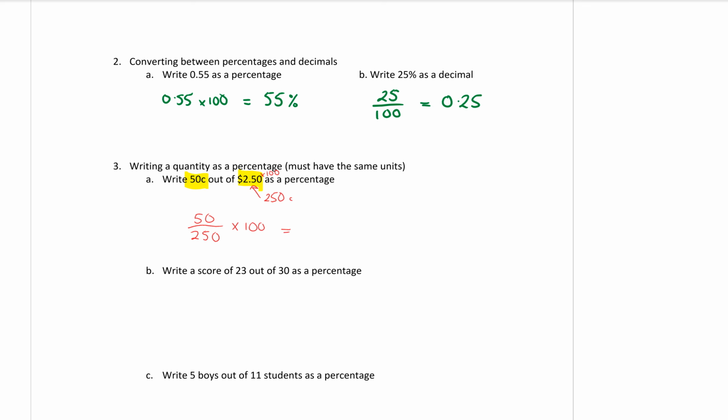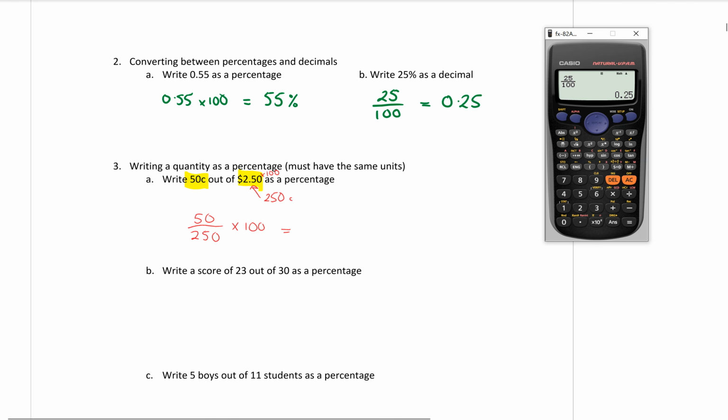That diagram is so important. It will make your life much easier if you're confident using it. So let's type that in. 50/250 and times by 100. To make it a percentage, that's 20%.